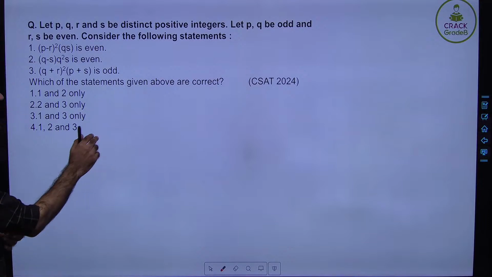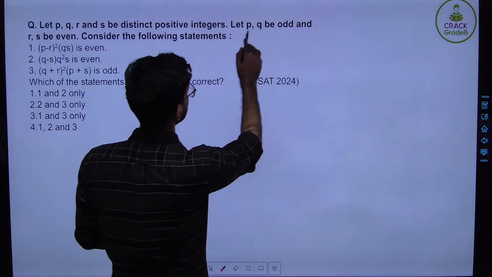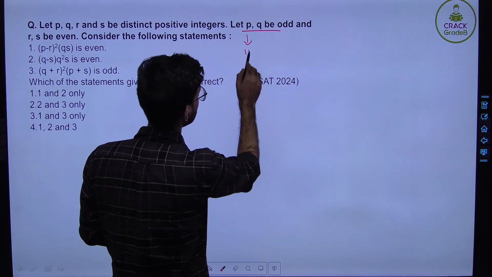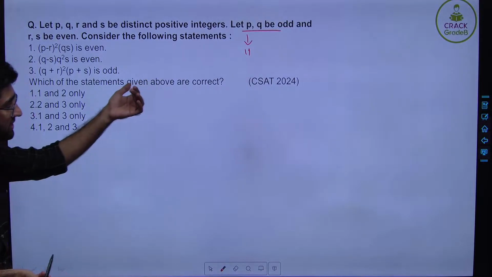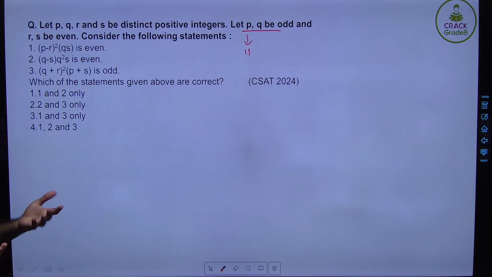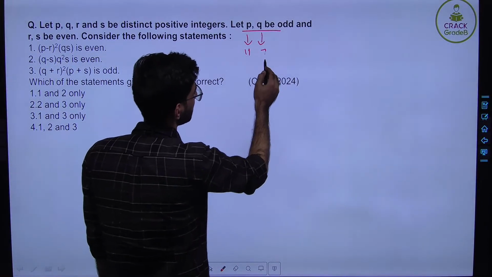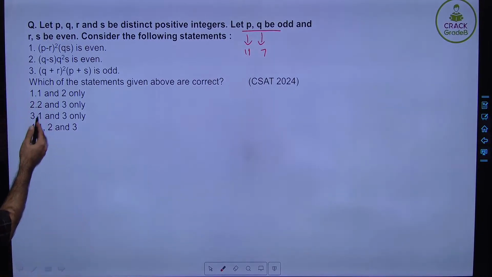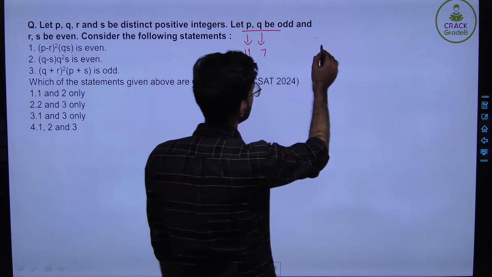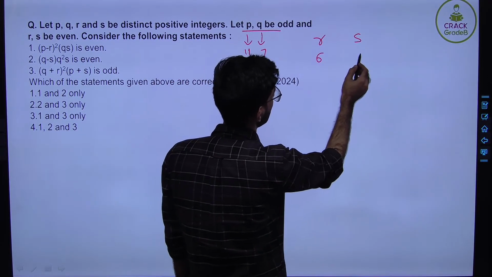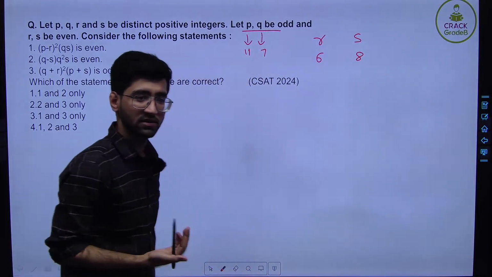See, P and Q are odd, so let us assume that P is 11. You will think, why are we not taking P as 3? You can take P as 3. Q is odd, let us make it 7. Then it has been given that R and S are even, so let us assume that R is 6 and S is 8.